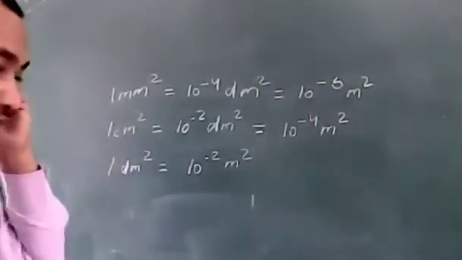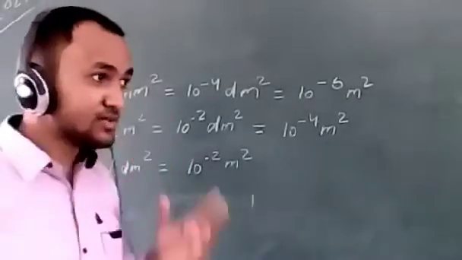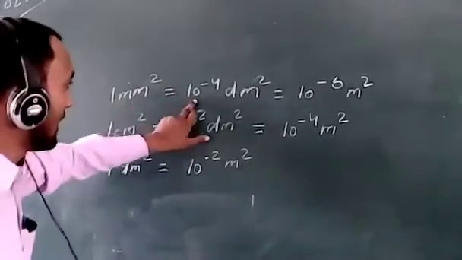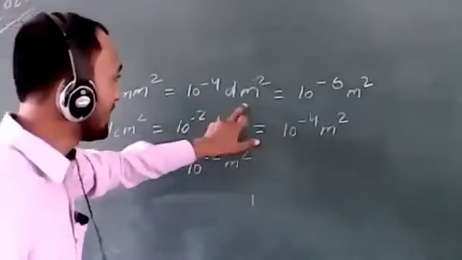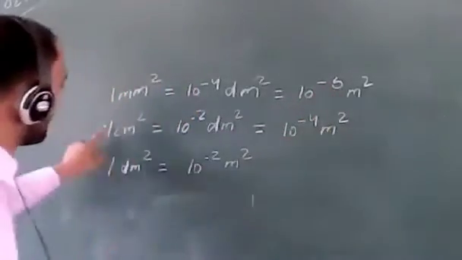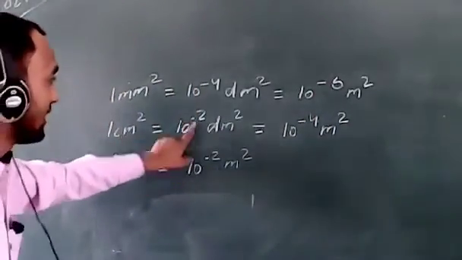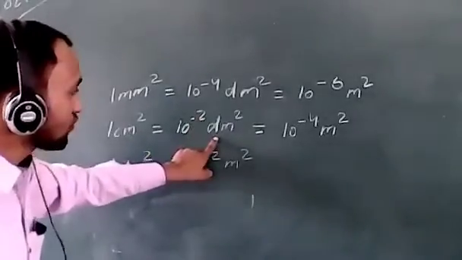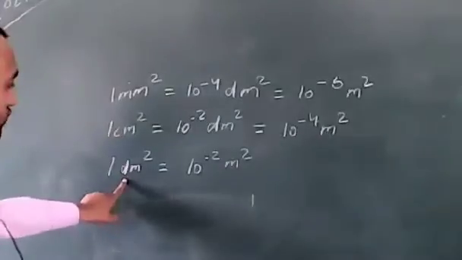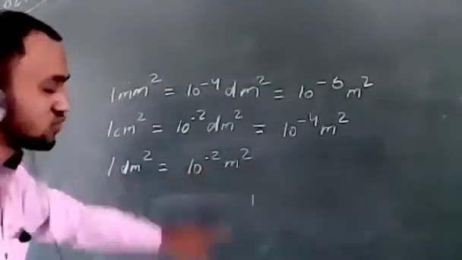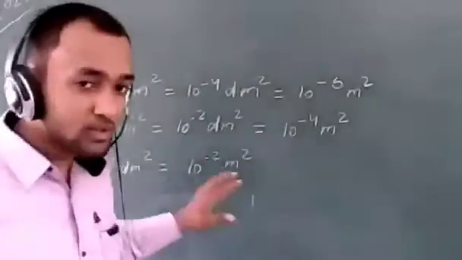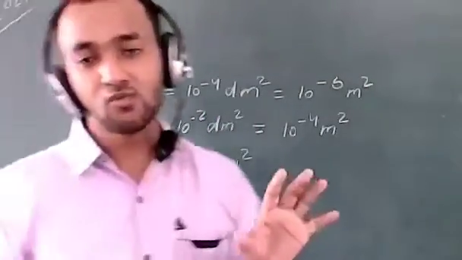So we have learned how to convert the square unit to its other submultiples. So similarly, we have to learn this conversion. 1 millimeter square is equal to 10 raised to the power minus 4 decimeter square, and it will also be equal to 10 raised to the power minus 6 meter square. And 1 centimeter square is equal to 10 raised to the power minus 2 decimeter square, and is also equal to 10 raised to the power minus 4 meter square. And 1 decimeter square will be equal to 10 raised to the power minus 2 meter square. Okay, it's all about the submultiples when we have to measure the area of smaller things.